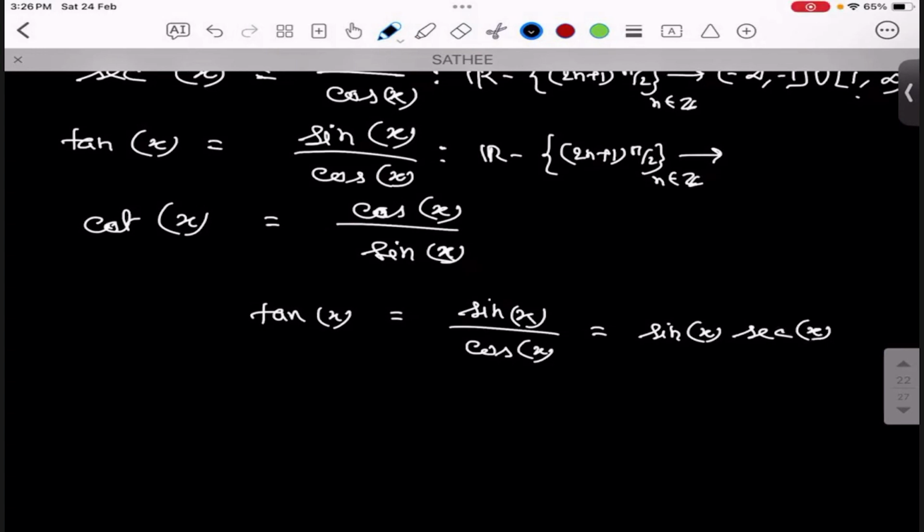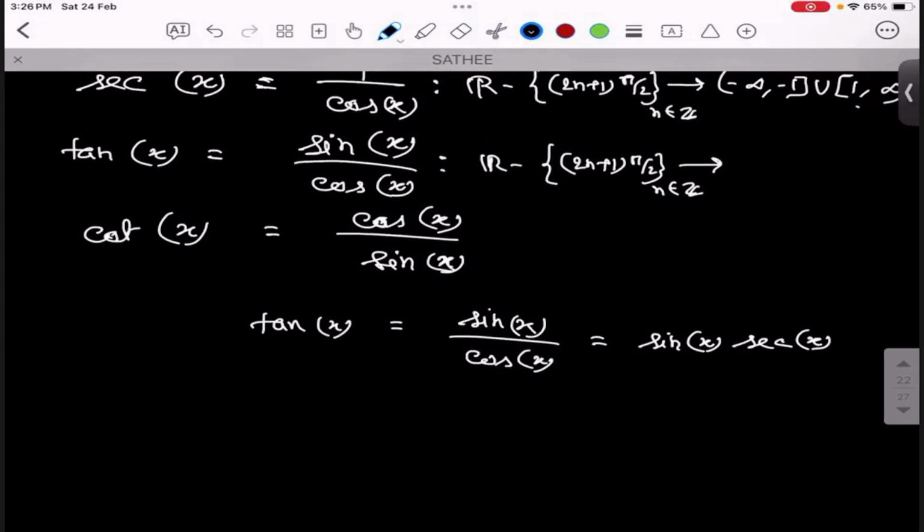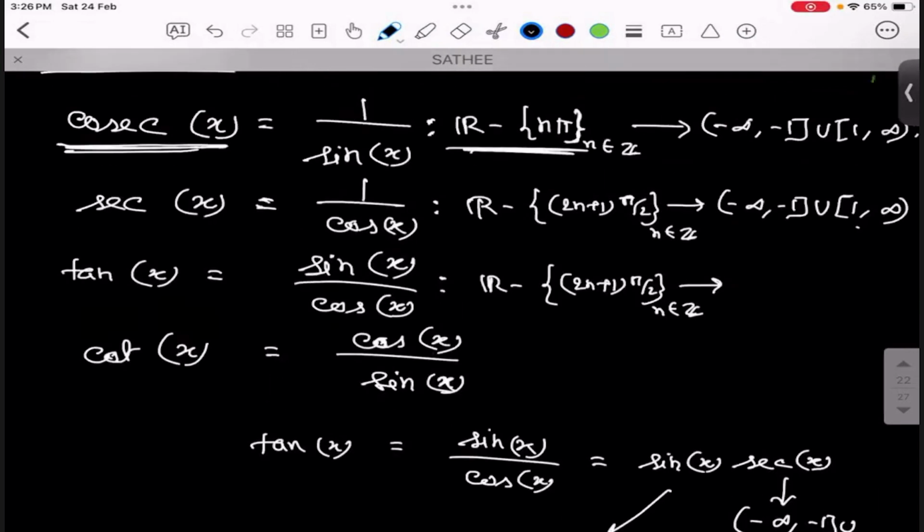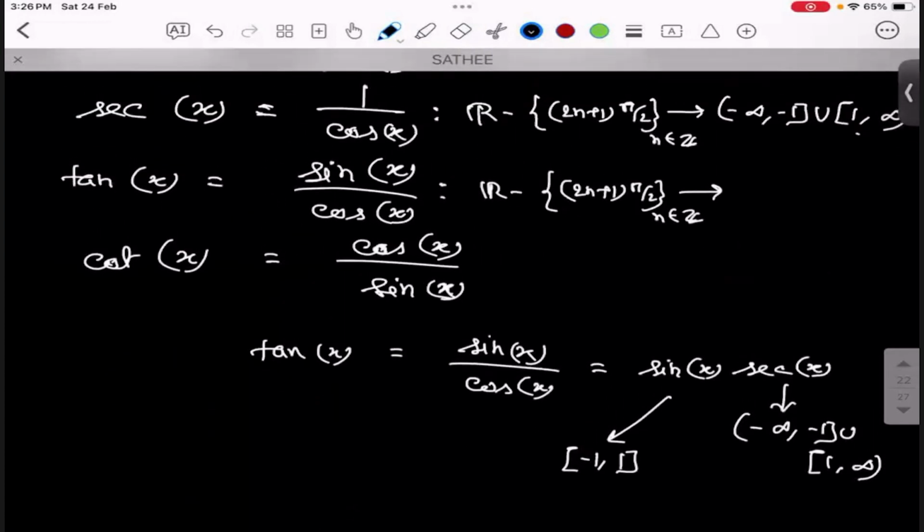Now sec x can take values from minus infinity to minus 1, union 1 to infinity, and sin x can give values from minus 1 to 1. And there are a few positions where, whenever sin x is 0, then cos x is 1, and whenever cos x is 0, then sin x is 1. Things like this are happening.